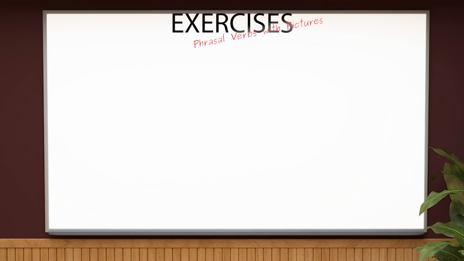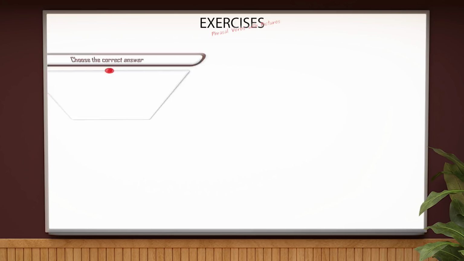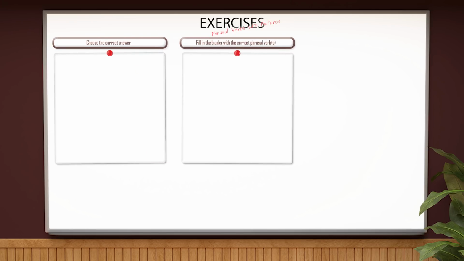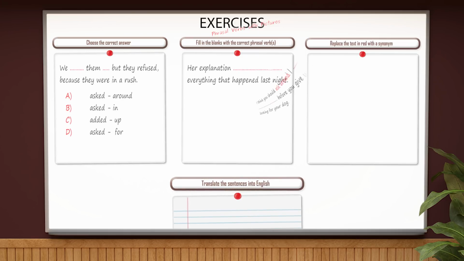Okay, cool. Now that we are done with all 6 phrasal verbs in this unit, it's time to do some exercises. We are going to solve one of each 4 different types of exercises in the book. Multiple choice, fill in the blanks, synonym, and translation. Great! Let's get started.